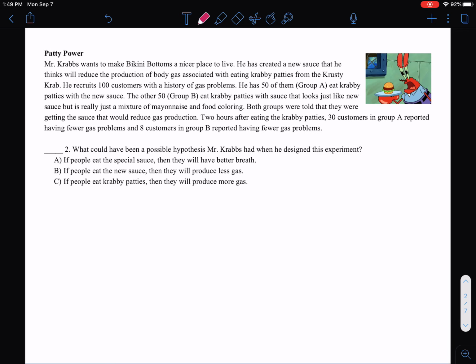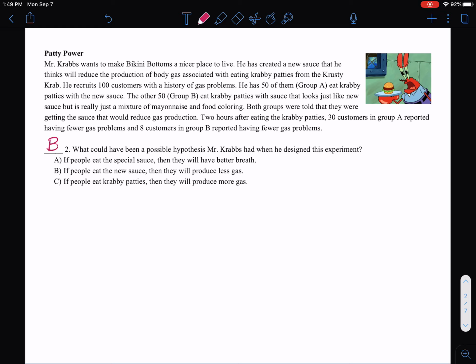Number 2, what could have been a possible hypothesis Mr. Krabs had when he designed this experiment? Again, if you need to go back and pause it, this would be a good place to pause it to read through the problem. But to go over the answer to this, what could have been a possible hypothesis Mr. Krabs had when he designed this experiment? The correct answer based on the choices A, B, and C would be B. If people eat the new sauce, then they will produce less gas.